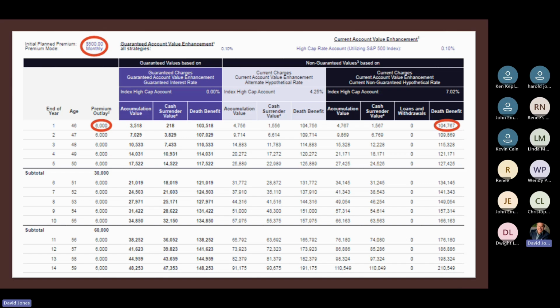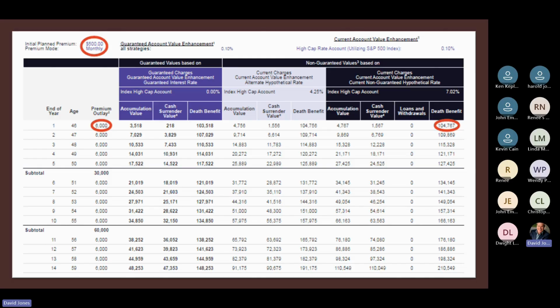Boom. This one, similar setup. It's 500 bucks a month. That's 6,000 a year. It's the same 45-year-old guy. And so after 1 year, what we did here different though is we started at 100,000. So it's $100,000 death benefit instead of four.